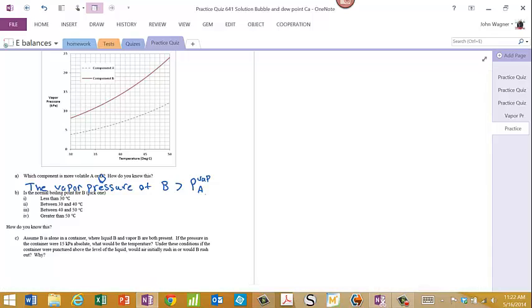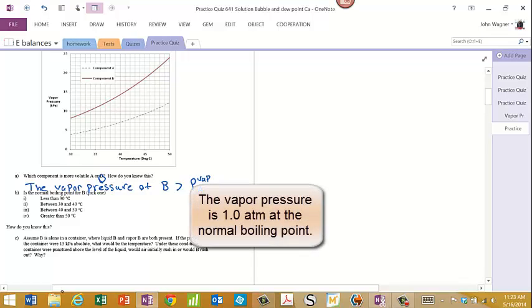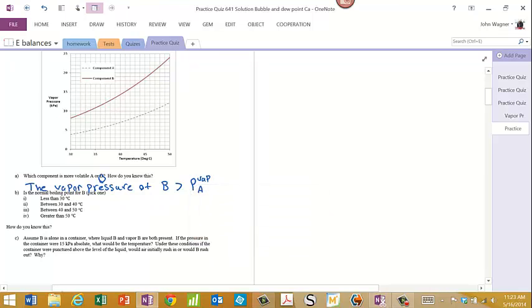Next, it's the normal boiling point for B, and they want to know, is it less than 30, between 30 and 40, 40 and 50, or greater than 50? At the normal boiling point, the vapor pressure will be equal to 1 atmosphere pressure, which is about 101 kilopascals. We note that even at 50 degrees C, the vapor pressure of component B is only about 24 kilopascals. Therefore, the normal boiling point will certainly be larger than 50.